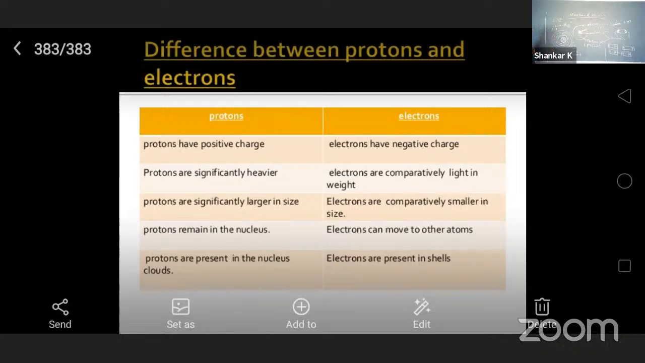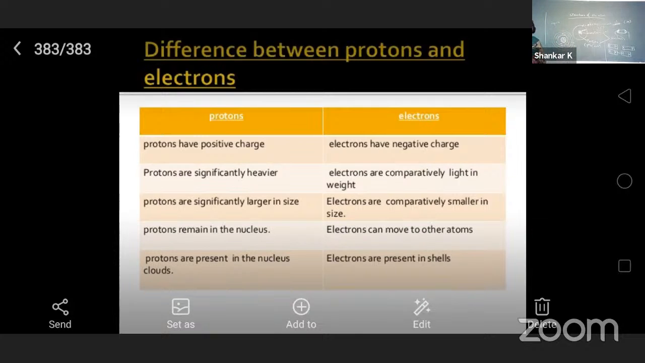Come to 12 electrons. Which element has atomic number 12? Magnesium. So you know magnesium, Mg, has 12. Now you see that here 2 electrons, here 8 electrons, means 10.